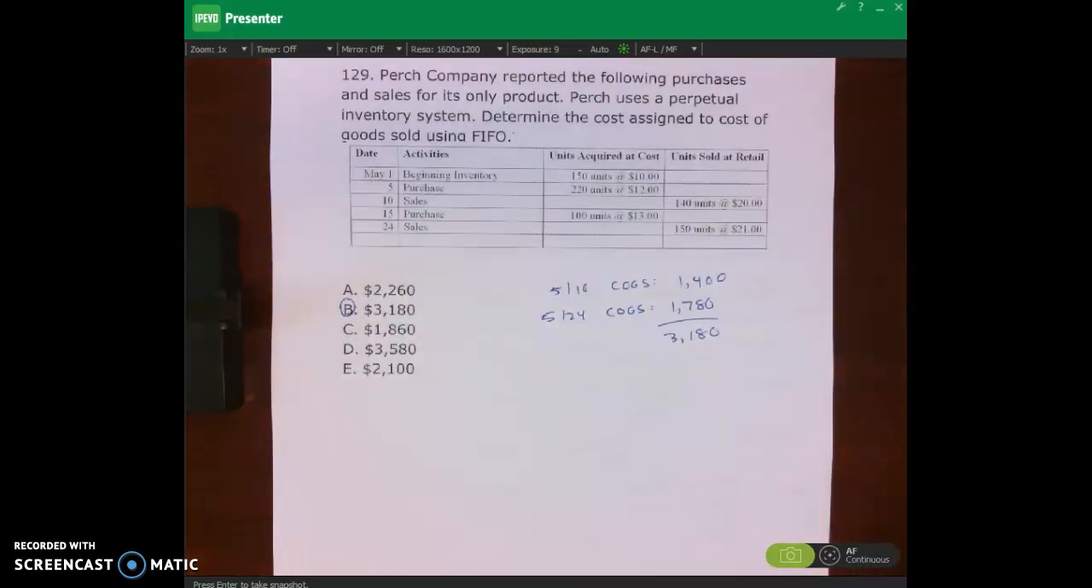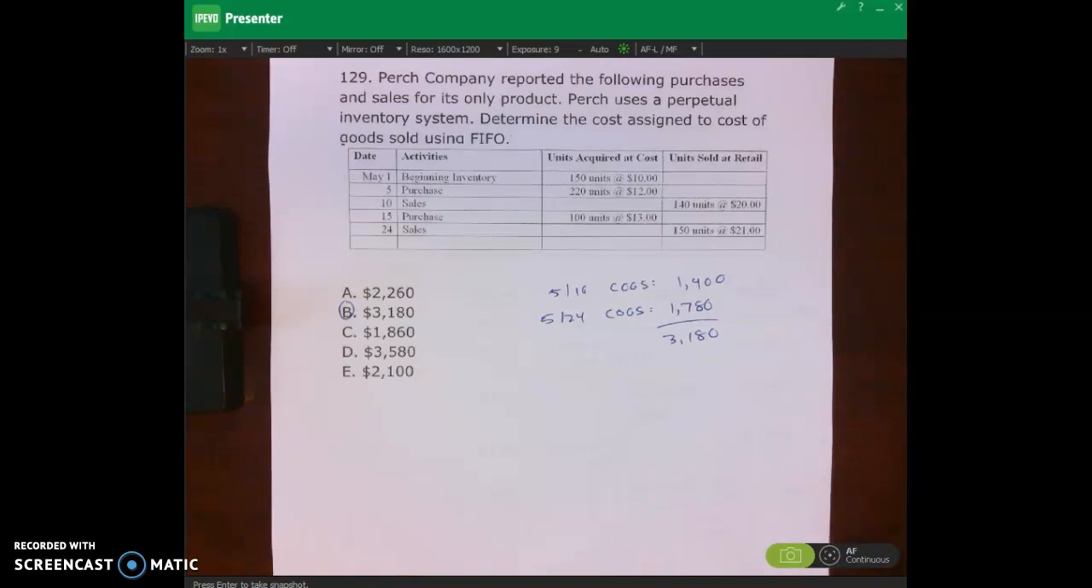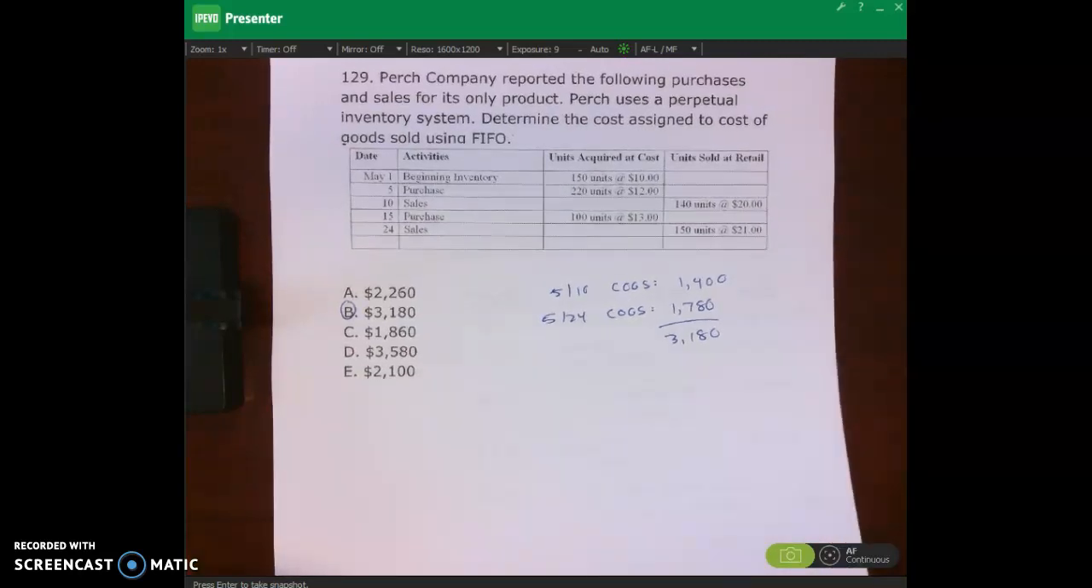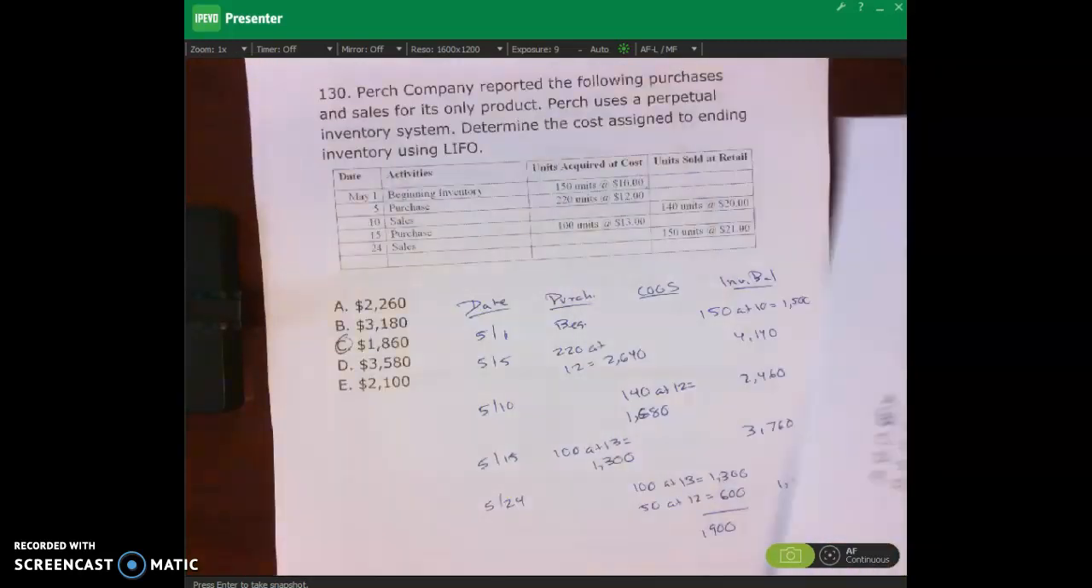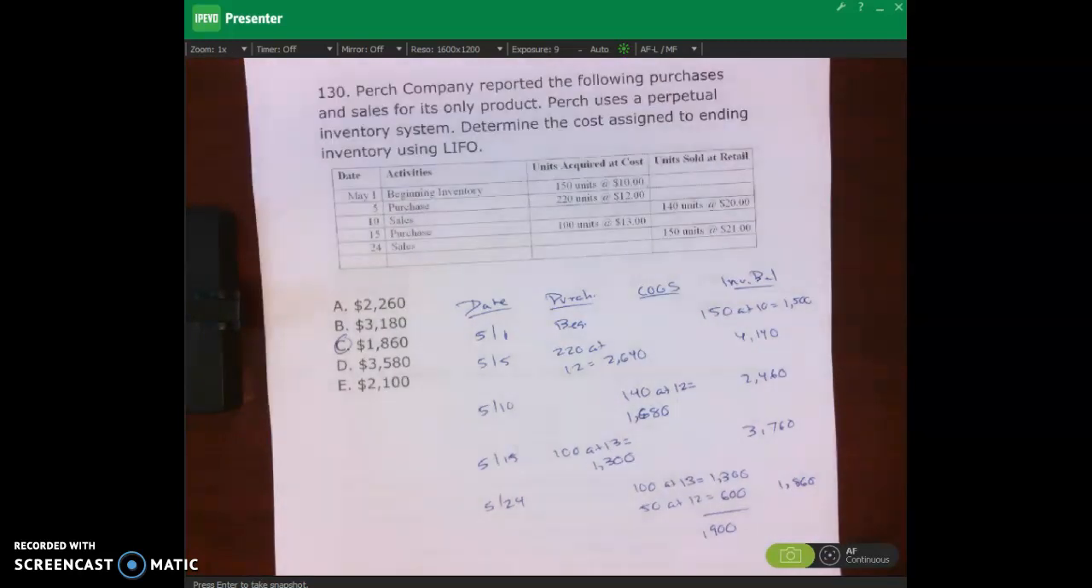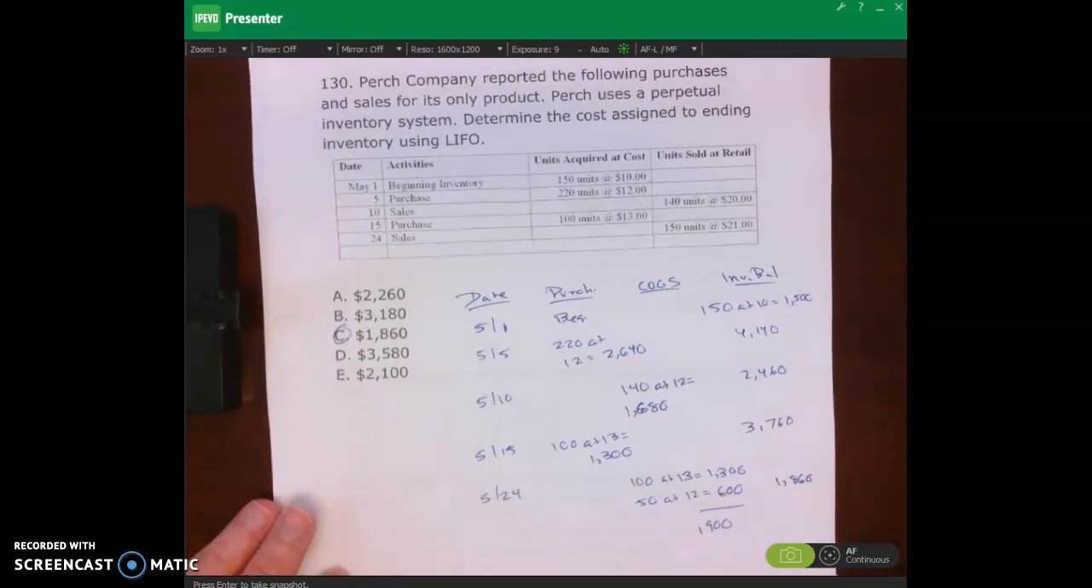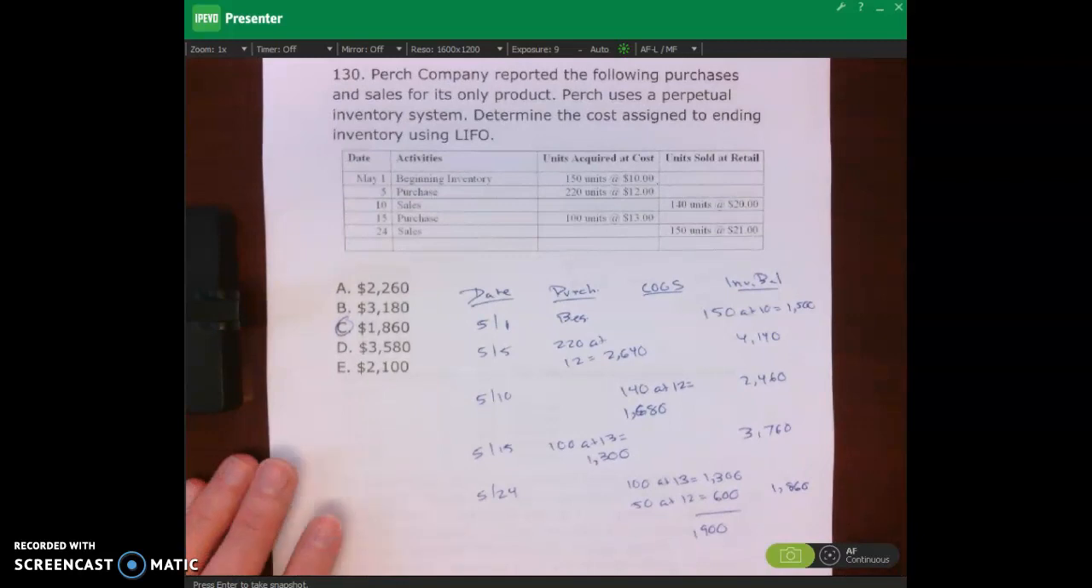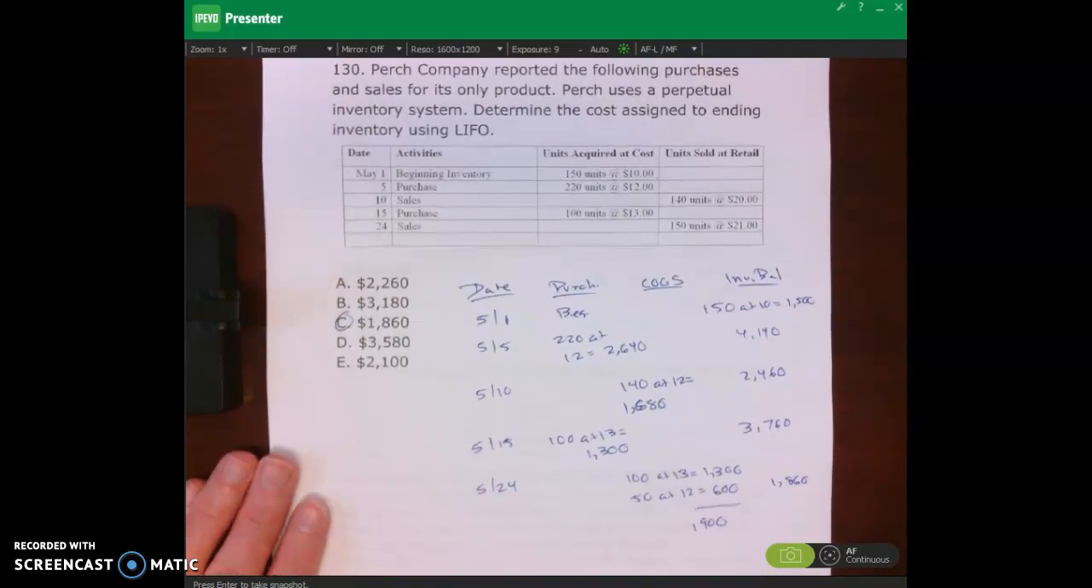B is the right answer for number 129, okay? So let's continue on to page 134 of your course pack. Let's take a look at this one. This is the exact same table, exact same setup, except I'm asking you to do it using LIFO.